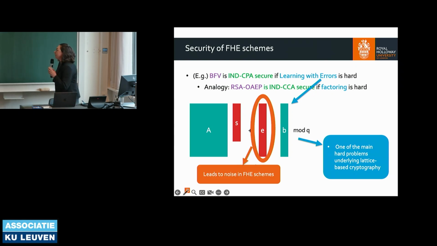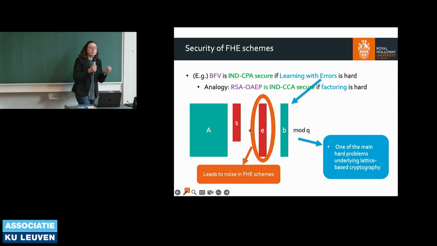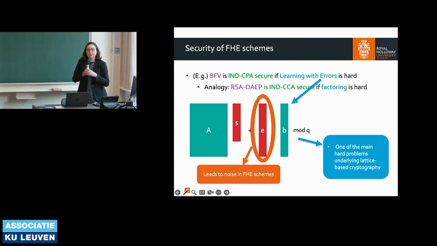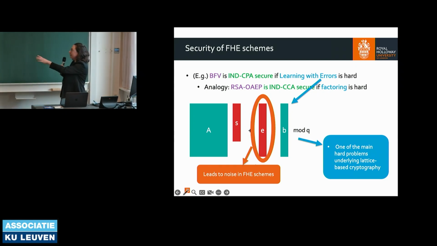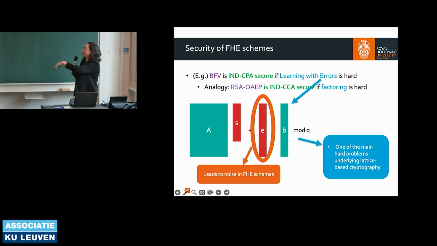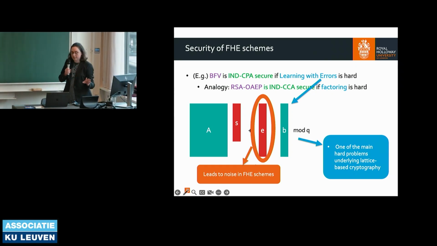Okay, and then this error E that's coming inherently from the security assumption is the root cause of this noise that I mentioned. There's no way to avoid it because if you didn't have it, then you'd be able to just invert A and multiply A inverse on B to get S. So you definitely need noise in learning with errors for it to be hard. And consequently, you need noise in FHE schemes, and consequently, when you multiply, the noise is really going to grow.